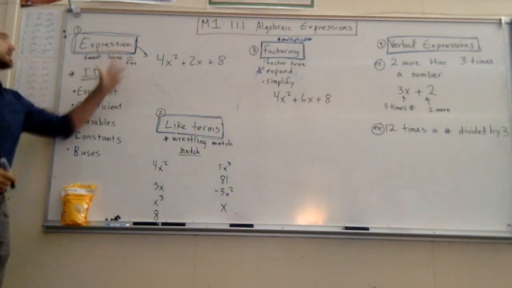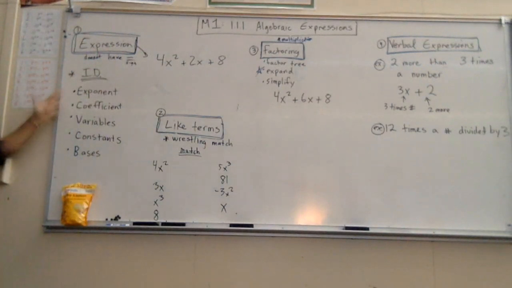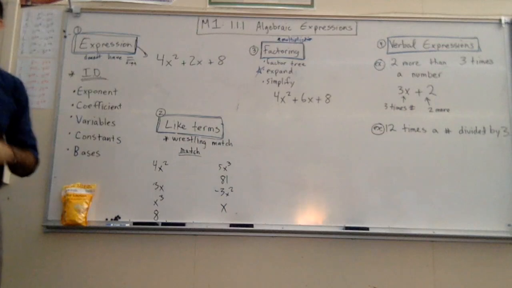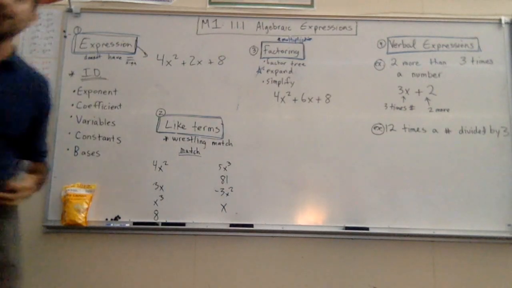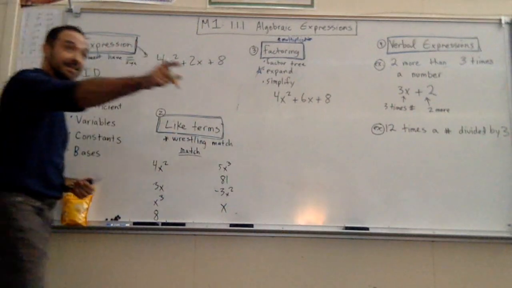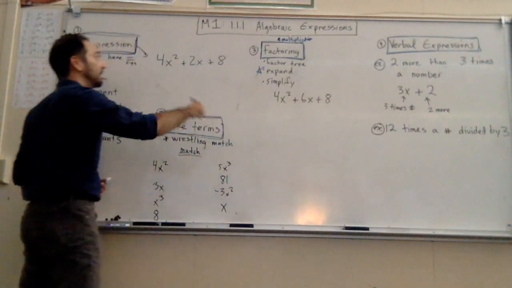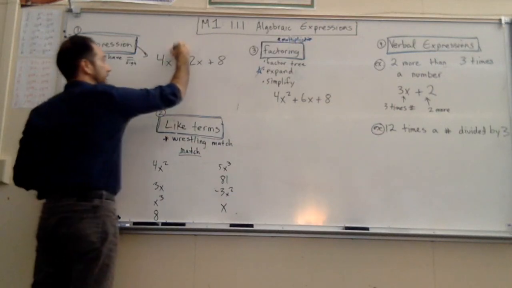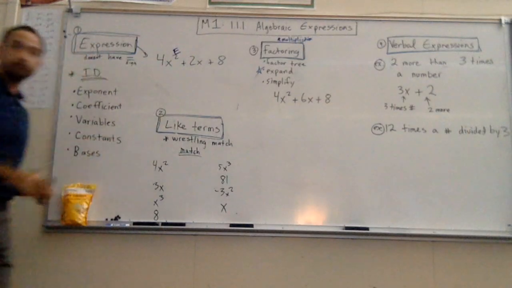We're talking about expressions. And here is some of the vocab you may already know. You may not know. No big deal. But who can help me out and tell me where I should put an E to show that it's an exponent? Where do we see an exponent in this expression? Good. And it's 4 times x raised to the second power. So this is my exponent, the 2.